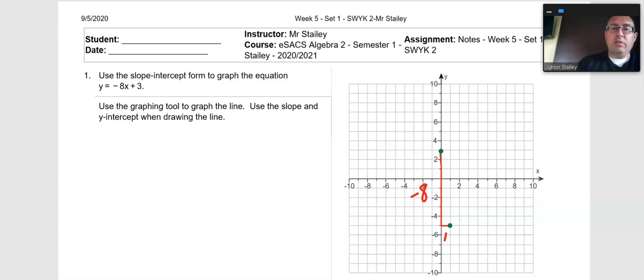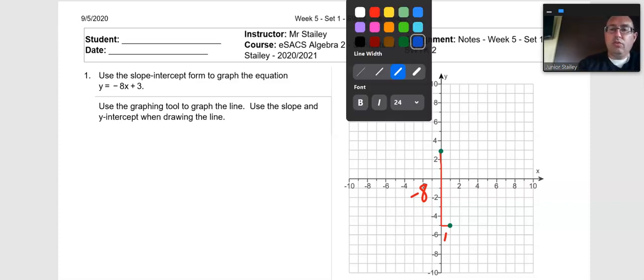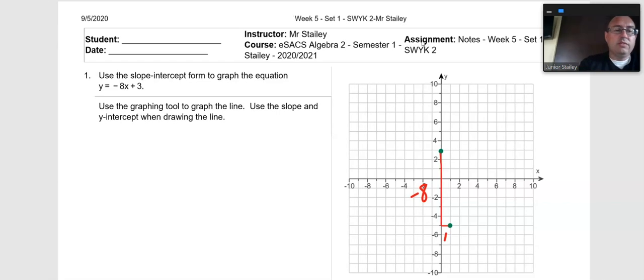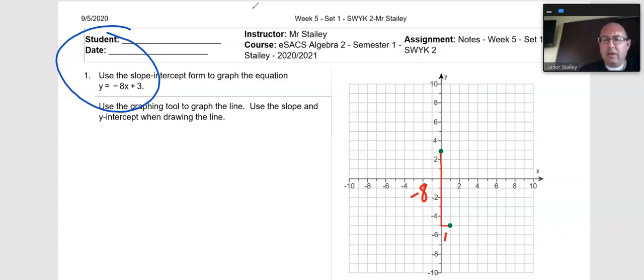Okay, here's a trip down memory lane for us. We are going to graph this line, y equals negative 8x plus 3. Anyway, just to remind ourselves, we find the y-intercept at 3, and then we use the slope of negative 8, which means you come down 8 and you go to the right 1, right? Because negative 8 over 1. Down 8, right 1, and then you have your line.